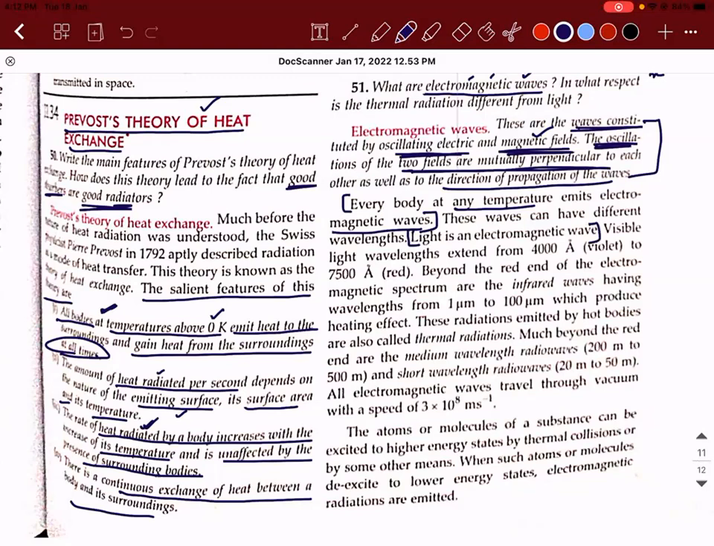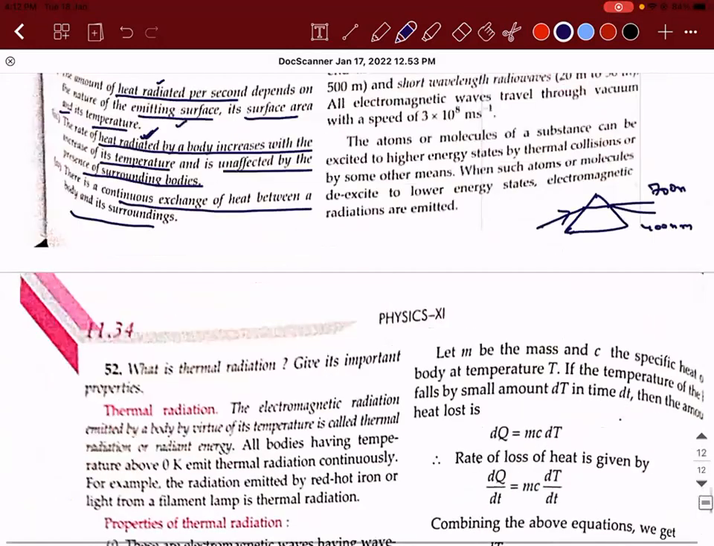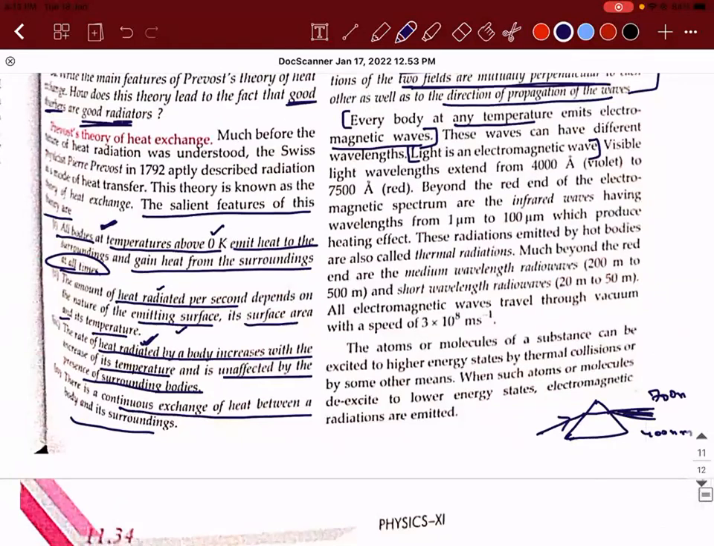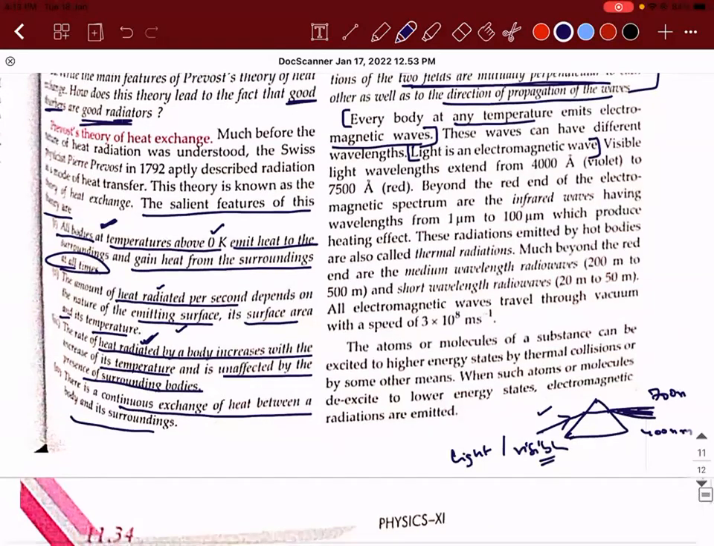Similarly, we know that light itself is an electromagnetic wave. Last year, you would have learned this concept of spectrum. When you pass white light through a glass prism, it gets split into 7 different colors, where the wavelength ranges from 400 nanometer to 700 nanometer. The 7 colors are comprised in white light, and white light is also said to be just light or visible light. So light is an electromagnetic wave, and visible light wavelengths extend from 4000 angstrom to 7500 angstrom. It's an approximate value.